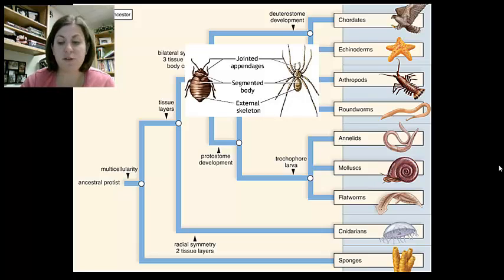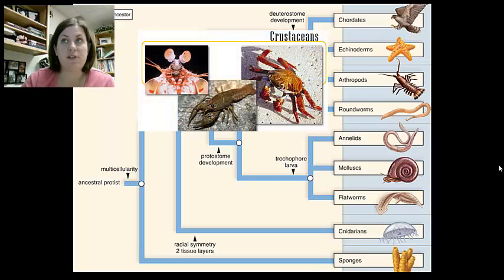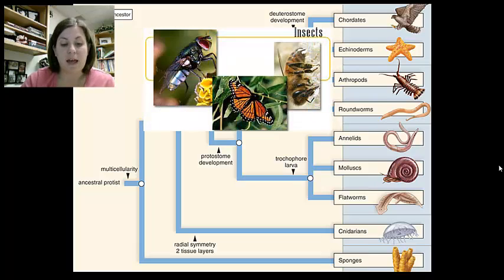There are several major groups in the phylum Arthropoda. The first are the crustaceans. Crustaceans are marine arthropods, or they live in water. These would be your lobsters, your crabs, and your shrimp. Arachnids include spiders, scorpions, and ticks. The largest group are the insects, and these are the most diverse. These include things like grasshoppers, termites, beetles, flies, butterflies, bees, and the list could go on and on.